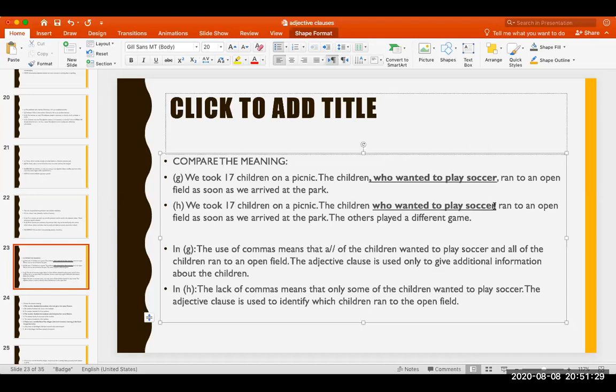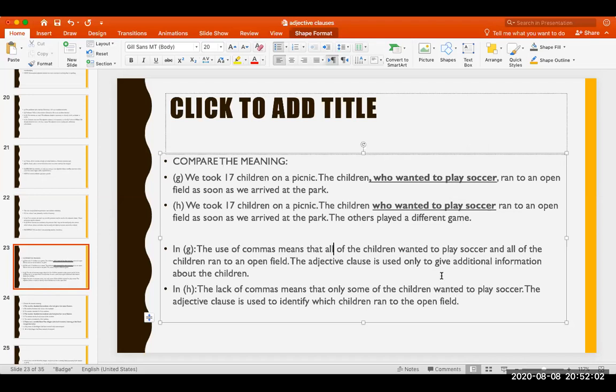The piece of information here is necessary because we need to distinguish between children who wanted to play and children who didn't want to play. So the children in the second part, the children who wanted to play soccer, only some of the 17 children wanted to play soccer. 5, 10, 15, but not all of them. And this is significant. So in G here, the use of commas means that all of the children wanted to play soccer and all of the children ran to an open field.